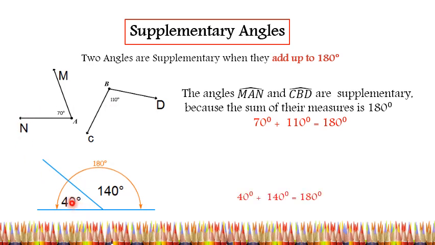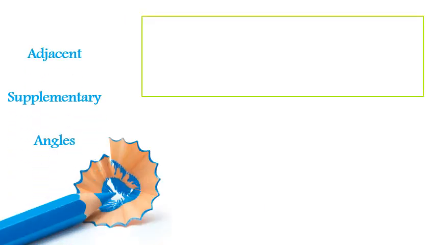Again, here there's an angle 40 and another angle 140. Look, here they are adjacent angles. They have a common vertex, a common side, and they are found on opposite sides of the common side. If I add them, 40 plus 140 equals 180 degrees. So I'm talking about adjacent supplementary angles. Okay?